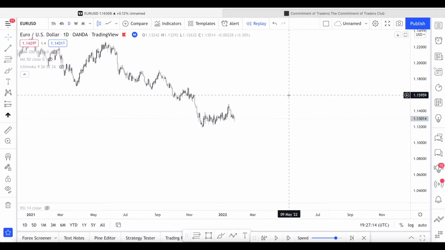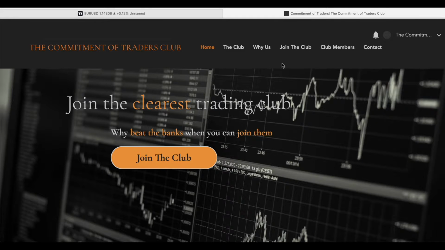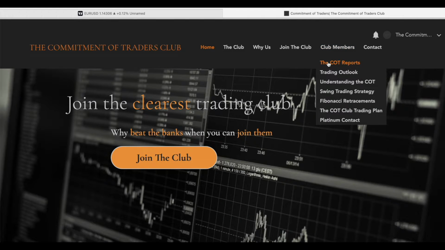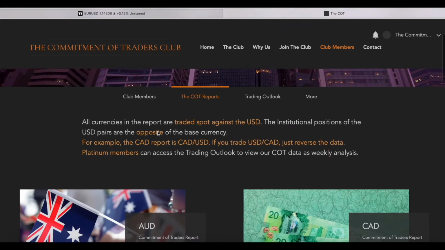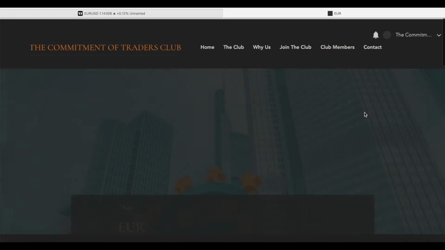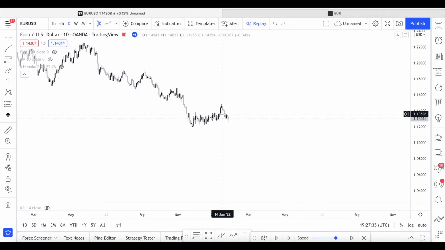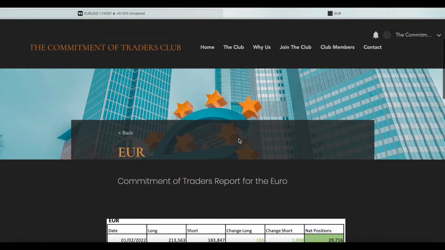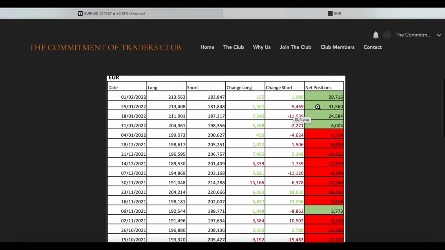But the key aspect to this trade is, what are banks and institutions doing with their money? How do we find that out? We head over to Commitment of Traders Club and we go over to the COT reports. We're trading Euro USD, so we go down onto Euro and we are currently looking in and around the 26th-ish of January. So going down to the 26th of January, we have here the 25th of January.